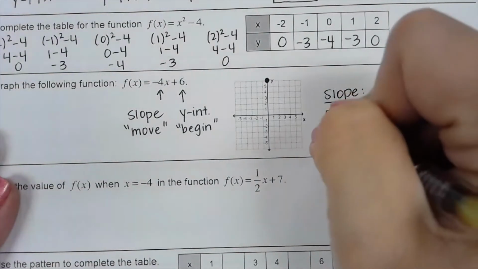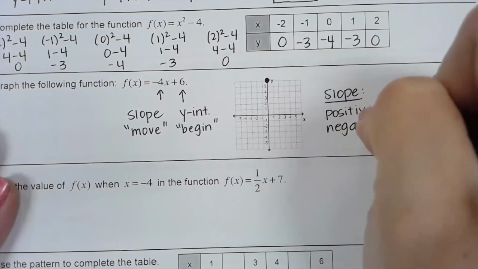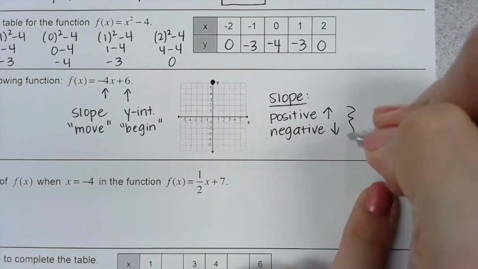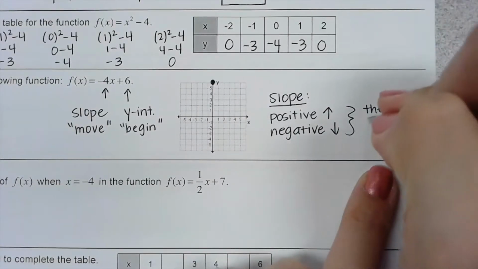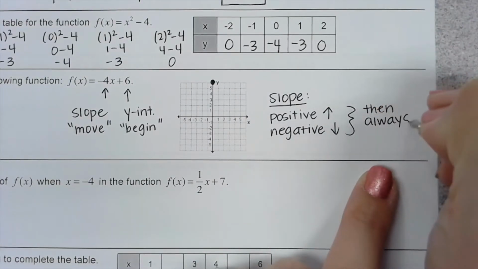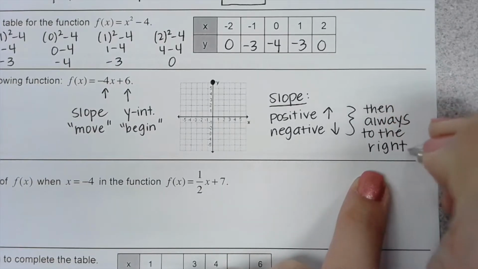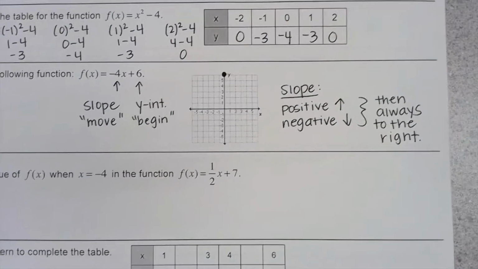So if it's positive, you go up. If it's negative, you go down, but then once you decide up and down, then you always go to the right. And that'll help you keep the practice for slope.